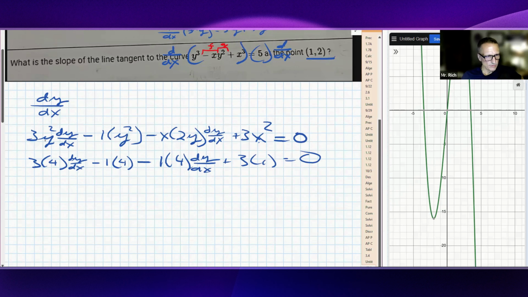y is 2. 2 squared is 4. 2 times y is also 4. x is 1. Okay, I don't think I've made any mistakes here.